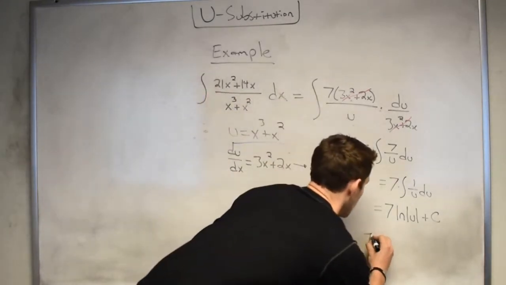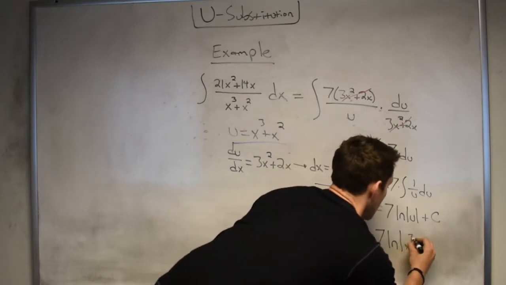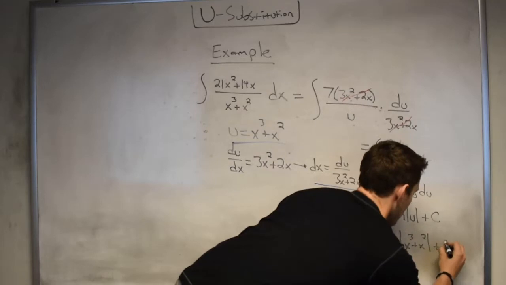So ultimately, now that we have that, we just sub back in for u and we get our answer, which will be 7 times the natural log of x cubed plus x squared plus c.